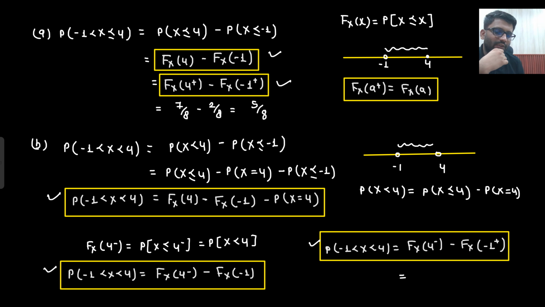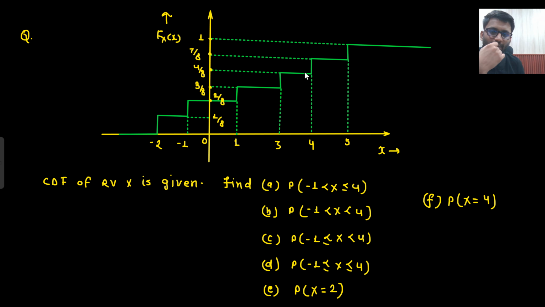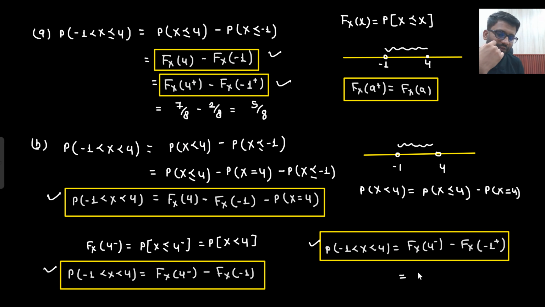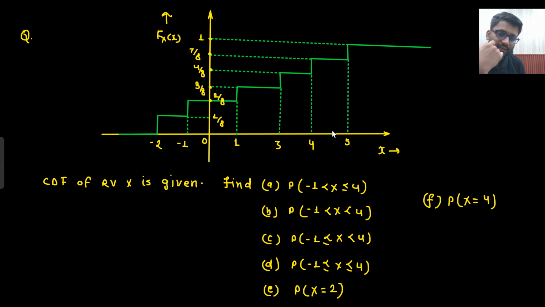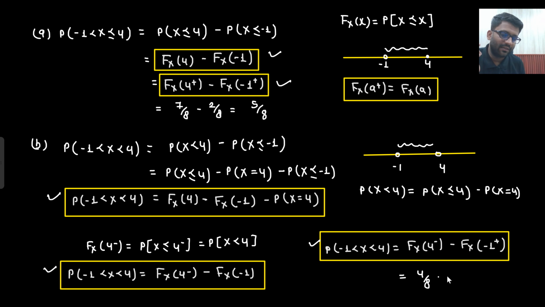Let's see probability of x equals to 4 first. What am I asking? Probability of x equals to 4. Let's find out this particular thing. What will be the answer of this particular question? Fx of 4 minus, that was 4 by 8. Fx of 4 minus, right? This was your 4 minus, that was 4 by 8. Fx of minus 1 plus, that was 2 by 8. So the answer was 2 by 8, that is 1 by 4.